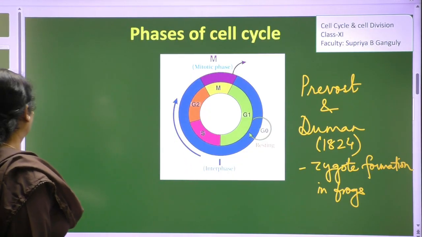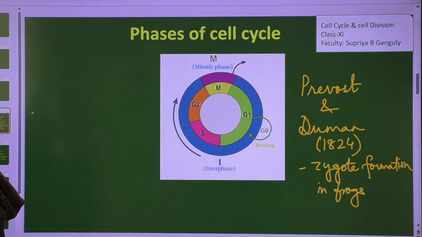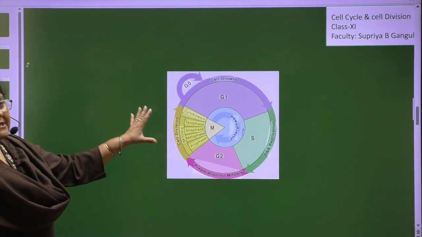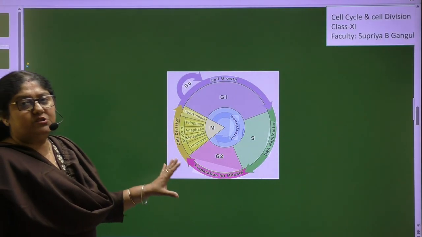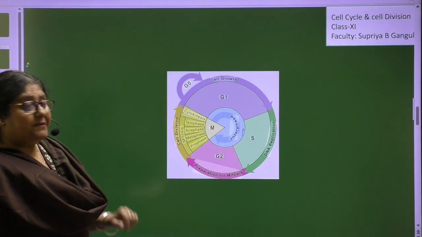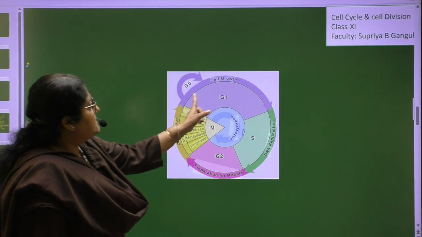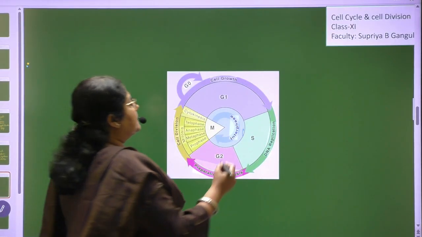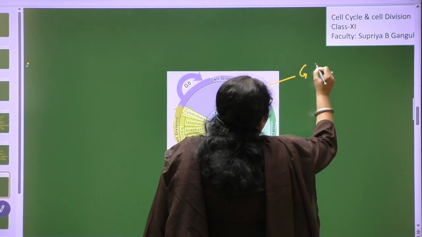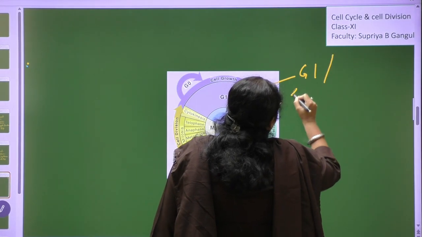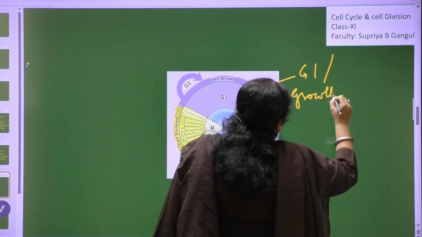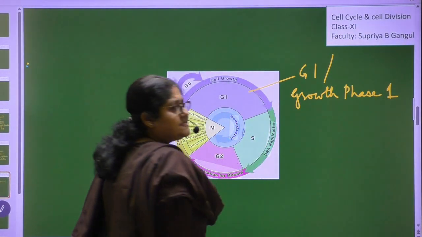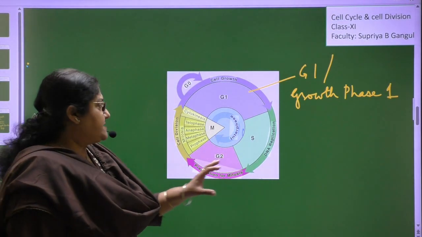So we will now see what are the different sequence of events. We are going into the broad picture of the cell cycle, which was discovered by Prevost and Dumas in 1824. Now, the first phase which you see is the longest phase of the cell cycle. It is called the G1 phase, or also called the growth phase 1. We will see the features of each of these later on.